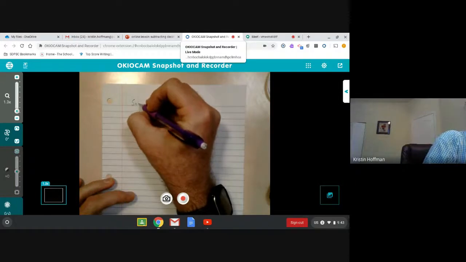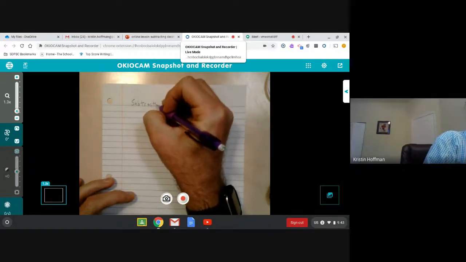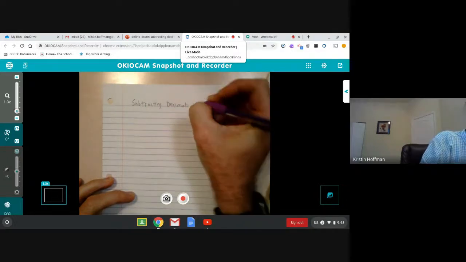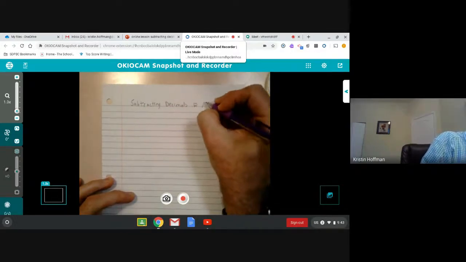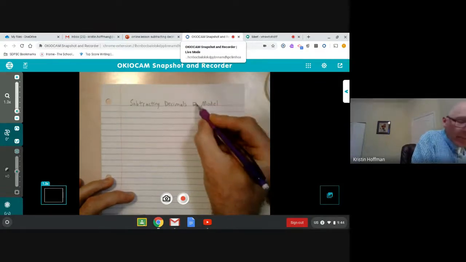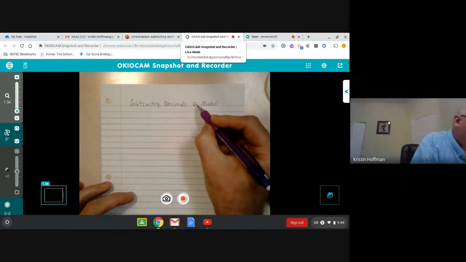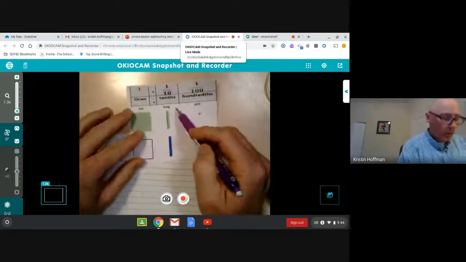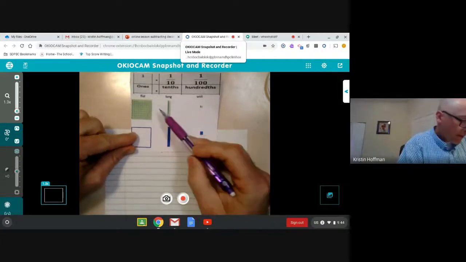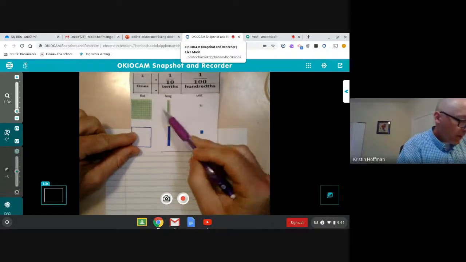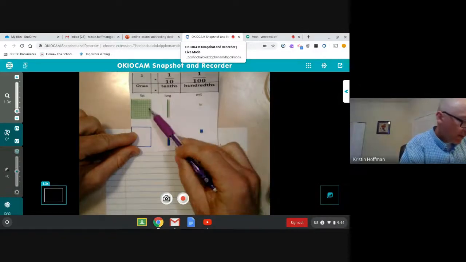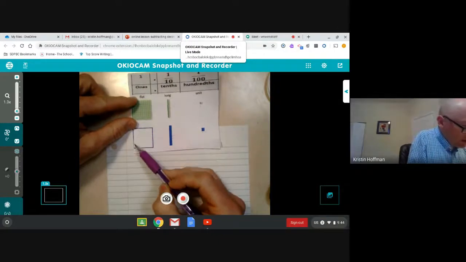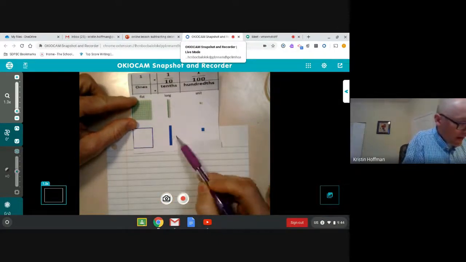First thing is our title, subtracting decimals with model. This little line above the W is shorthand for the word with. So far, we've used the base 10, more 3-dimensional with every little unit indicated. And then we kind of gradually moved into here, 2-dimensional without everything indicated.